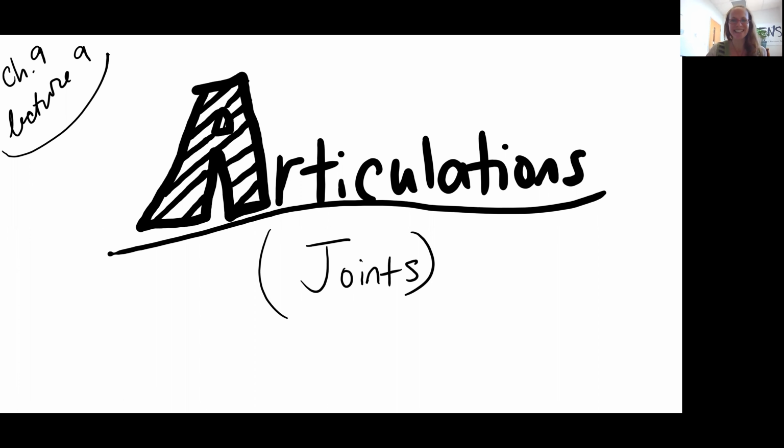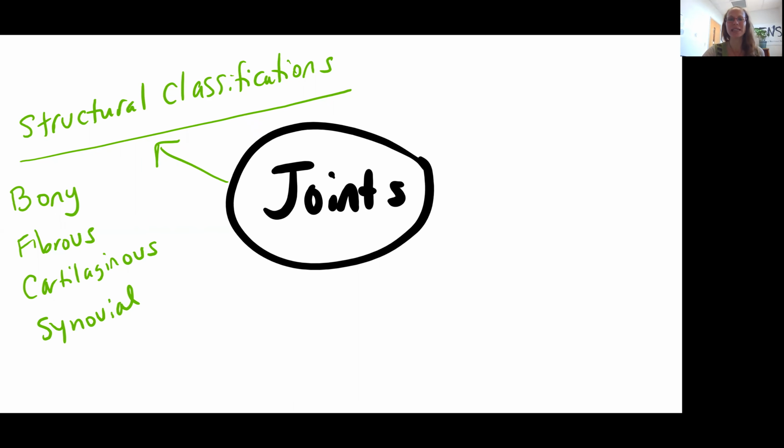So let's get started. Your joints are going to be categorized based on two classifications. The first is listed here, your structural or anatomical classification. So we have bony joints, which are pretty straightforward, bone connected to bone. Fibrous joints, think here of ligaments connecting the bones together. Cartilaginous joints are connected by either hyaline or fibrocartilage, and then synovial joints are the most complicated in the anatomical classifications. We'll have an entire video just dedicated to the synovial joint, so more later.